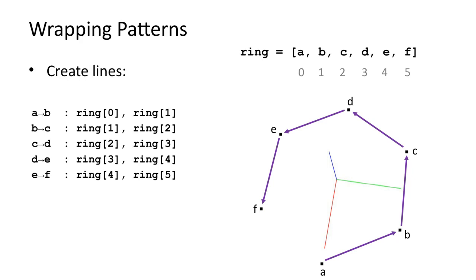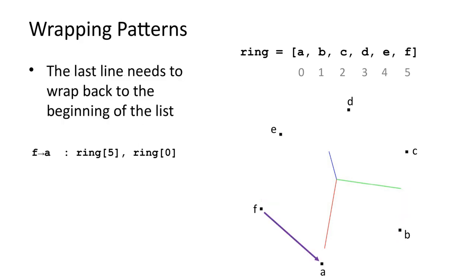For the first 5 lines, the process is straightforward. Each line connects from index I to index I plus 1. For the last line, there is an issue. The last line goes from the last index to the first index, from index 5 to index 0. So the rule that each line connects from index I to index I plus 1 is not valid in this case.